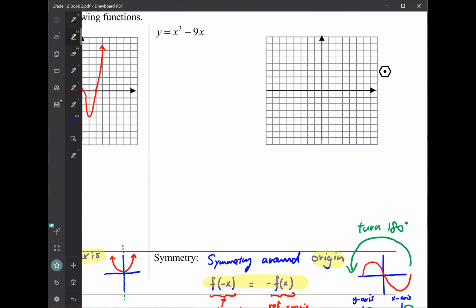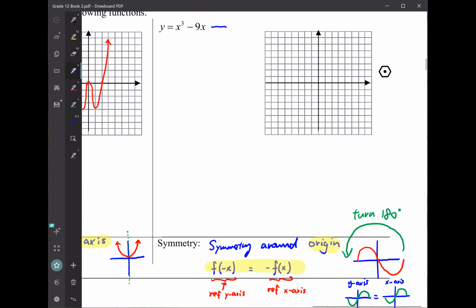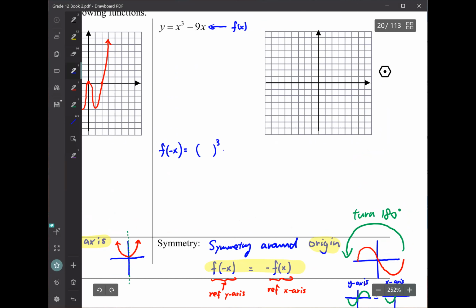The function that we have is this one, the original. We want to check if this one has a symmetry around the origin. So we start with f of negative x first. We'll try to make it reflect over the y-axis. So we'll substitute into x cubed minus 9x, and we sub in the negative x and negative x. And we'll try to simplify this one.